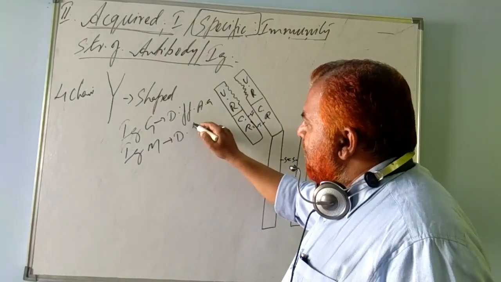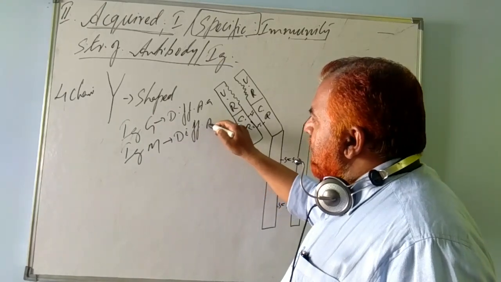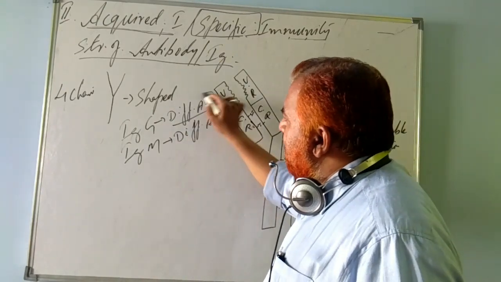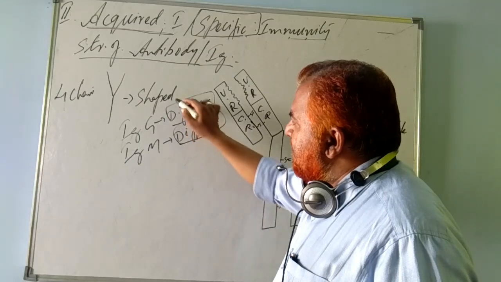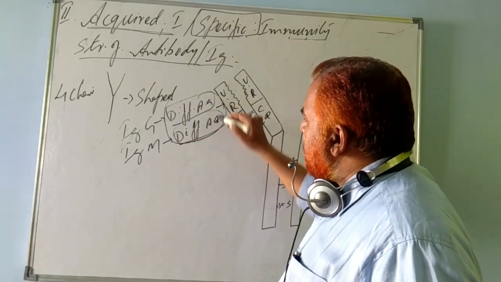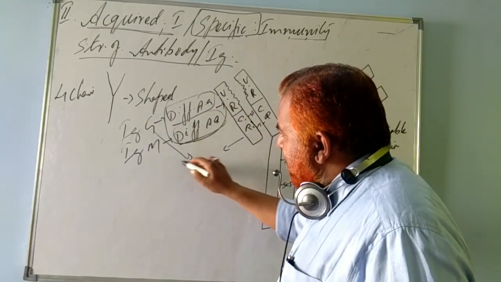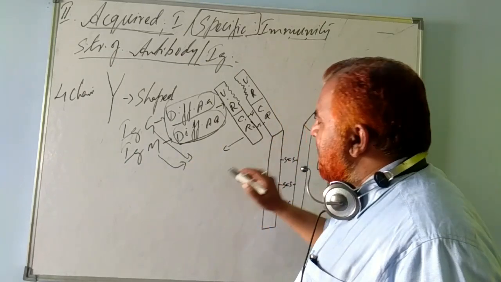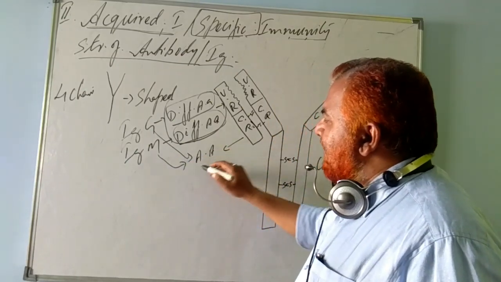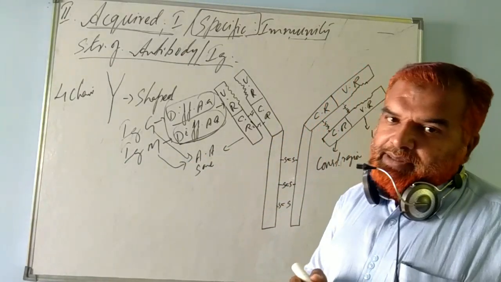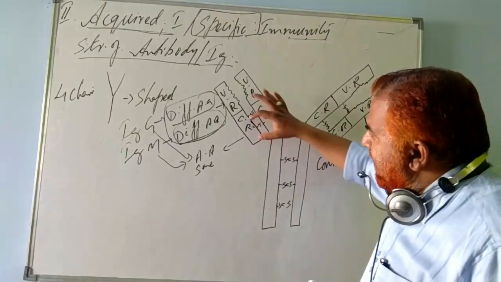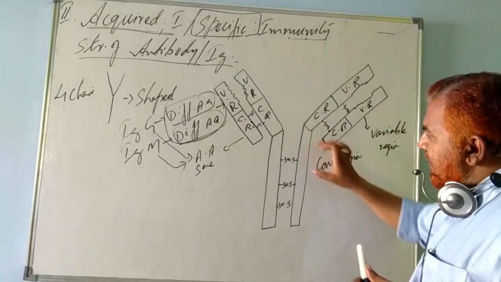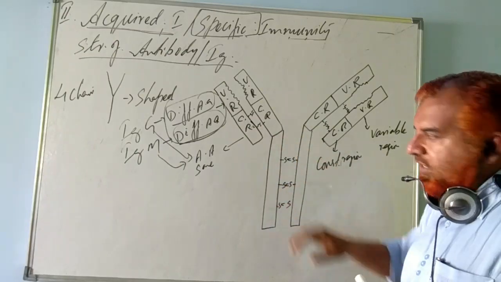In this antibody also, in the variable region, different amino acids. This is in the variable region. So in this region, amino acids are same. Understand? So here, in this also constant region, this whole is constant region rather, right?